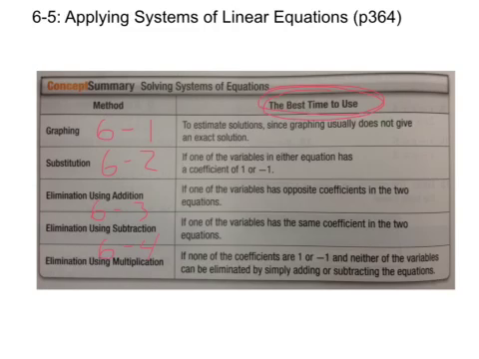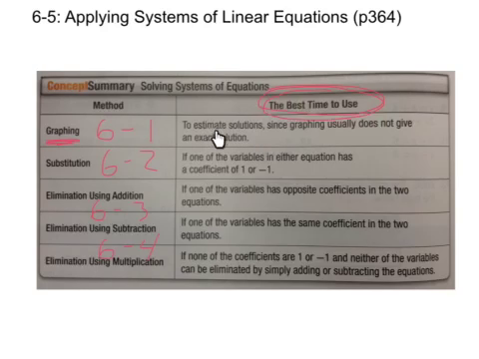Now, I want to let you know right off the bat, you can use any method. It's just some methods are going to be a lot easier or a lot more work or a lot less work in order to use. So let's look at these reasons. First off, graphing. The reason why we would use graphing, you know what, I'm going to switch my tool. Instead of underlining stuff, I'm going to use this nifty little hand. The reason why we would use graphing is to estimate solutions.